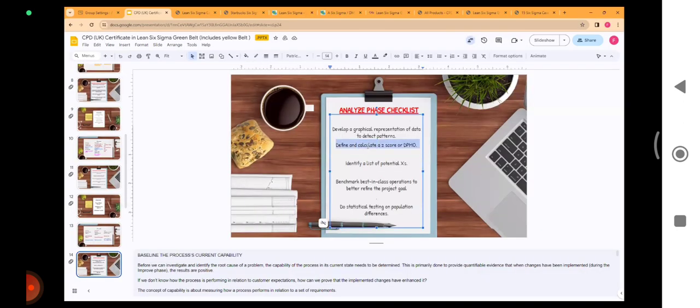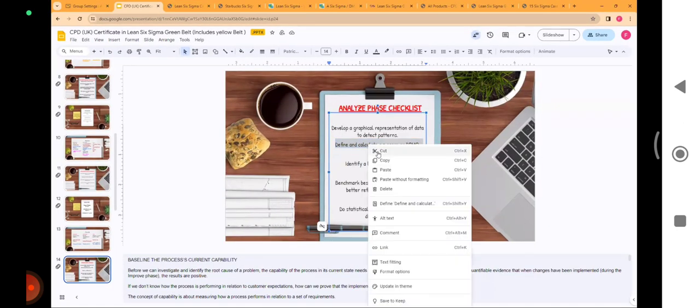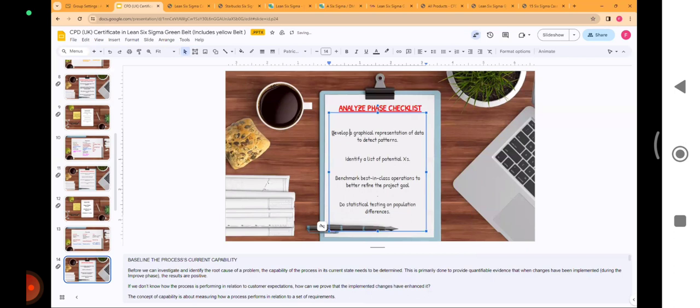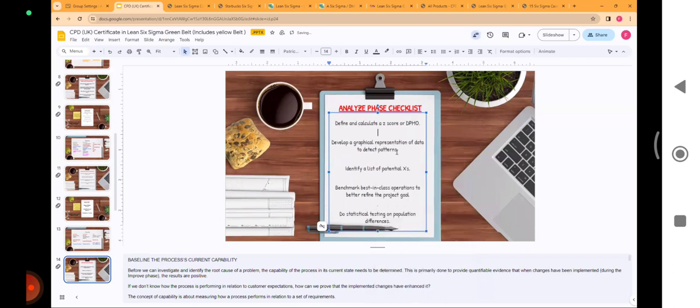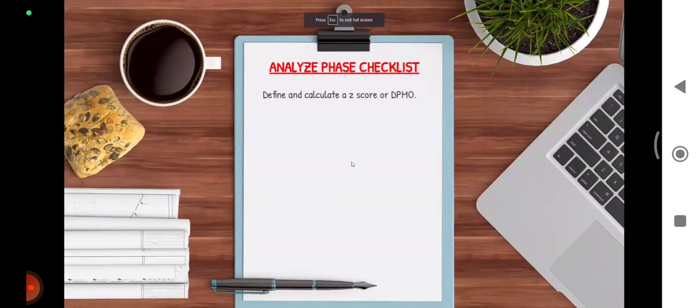And actually, I always forget to change this. I always say I will change it after the webinar. Actually, what you do here, the first thing is to calculate the Z-score. That is what you do. The first thing here is to calculate the Z-score and the defects per million. And in the case study, the Z-score was 0.3.